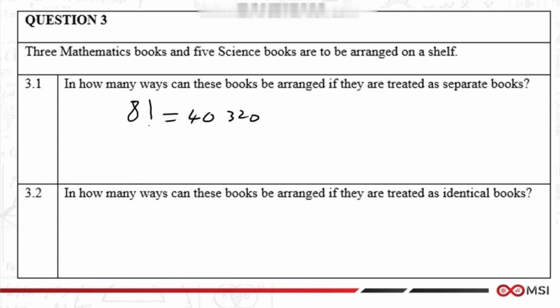Now the first question we ask ourselves: how many books do we have to arrange in a row? We have 8, so this becomes 8 factorial ways. Remember that some of the books are identical. The 3 maths books are identical, so we divide by 3 factorial. We also have 5 science books that are identical, so below we divide by 5 factorial, and this becomes 56 arrangements in total when the books of the same subject are treated as identical books.